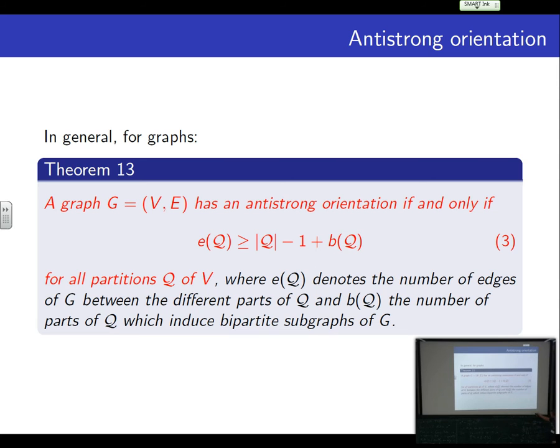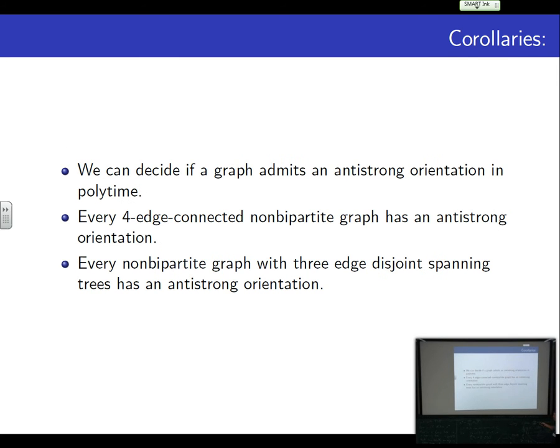Whenever you look at some partition, forget about this for a second. This is exactly saying that you have a spanning tree in there, because whenever you partition, the number of edges you need is at least the number of sets minus one. But here, you need one more, because whenever you have something which is bipartite, you need to stick an extra edge in there to help picking up some of the vertices in the antistrong. And then I want to really say something more.